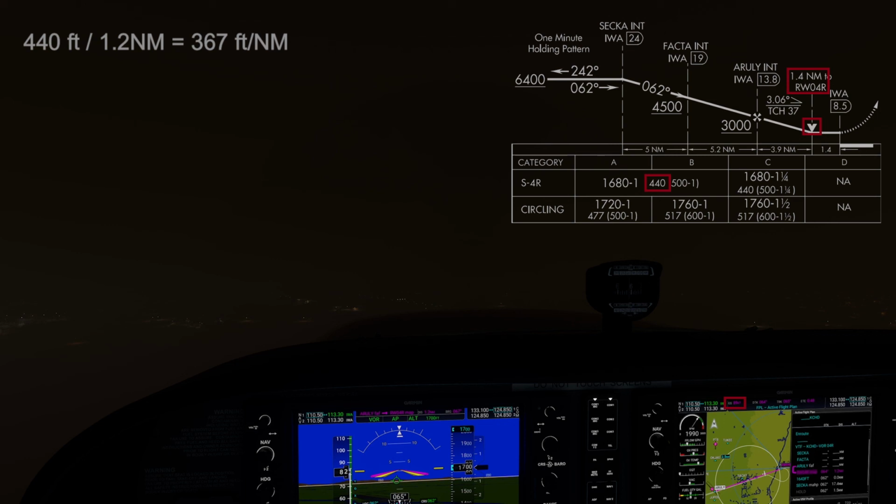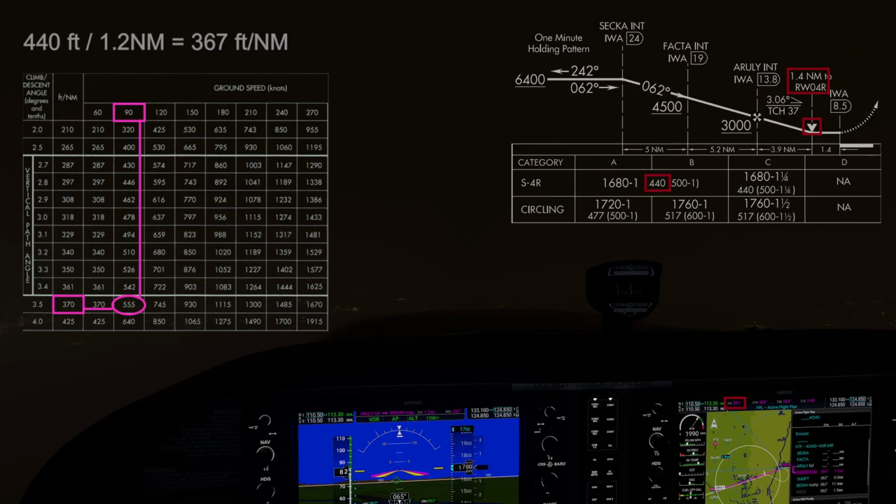Next, we can use the required gradient and our ground speed to figure out the rate of descent required. To do this, we will use the quick reference climb descent gradient table in the back of the Digital Terminal Procedures Supplement. Using this table, we can see that a descent gradient of 370 feet per nautical mile when traveling at 90 knots ground speed would only require a 555 foot per minute descent rate. In reality, we will be slowing the aircraft to our final approach speed of about 65 knots as we descend, which will have the effect of reducing the descent rate required. So, we can see that we should be able to descend at a normal rate to the runway.